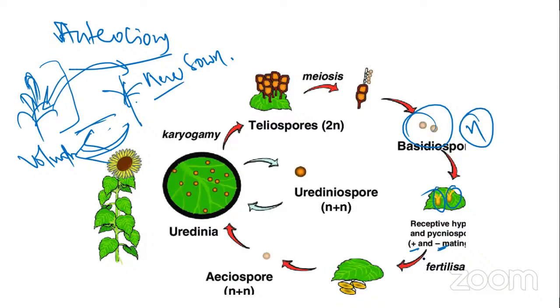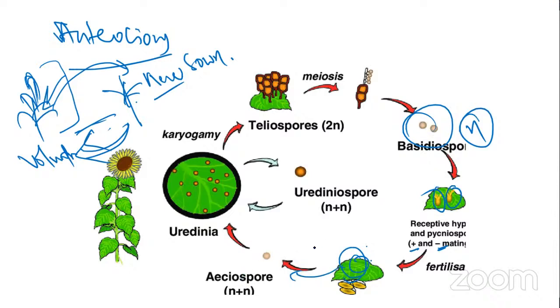pycnospore and receptive hypha come, then they will combine and it will produce the aecium, right? It will produce the aecium under the surface of the leaf. Once the aecium is produced, it will keep on producing. See, aeciospore is nothing but n plus n in nature, right?